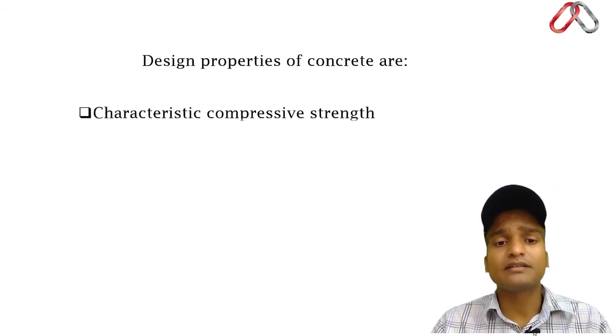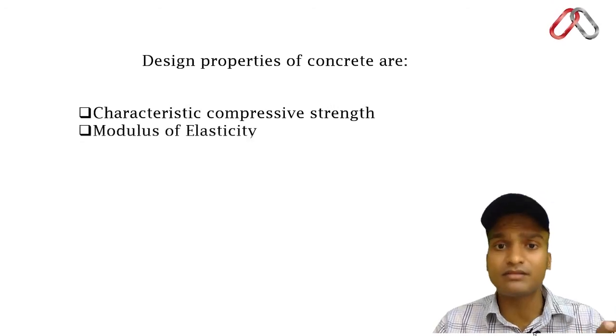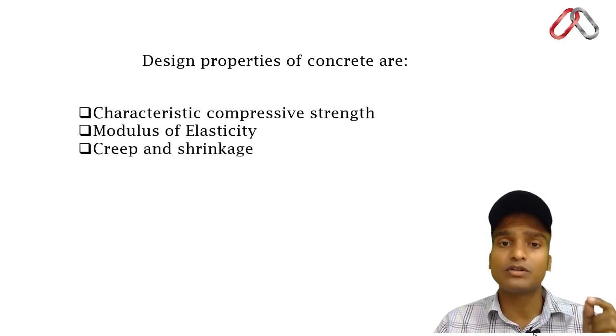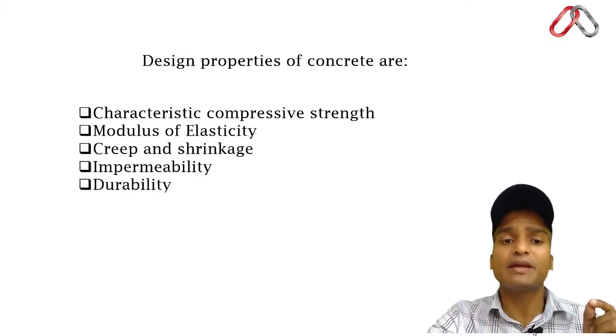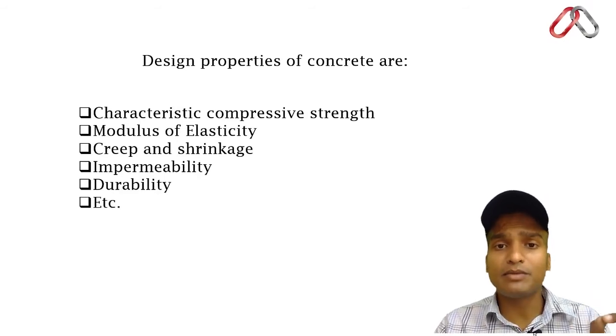Now we will discuss design properties of concrete as well as the design properties of steel one by one. So let us start with the design properties of concrete, and the different properties that are going to be used: characteristic compressive strength, very important, modulus of elasticity, creep and shrinkage, impermeability.